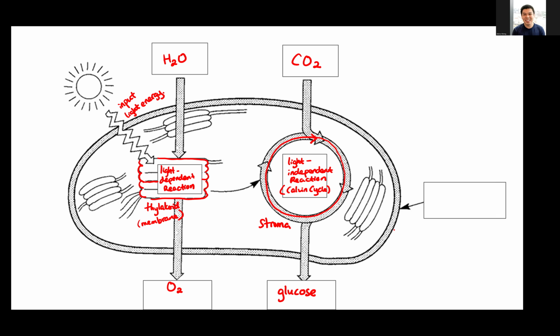Here you can see we have our organelle, the chloroplast. To review, H2O becomes oxygen. This process is an oxidation reaction. And CO2 gets converted into glucose. That is a reduction reaction. Take-home point from this slide: remember which location each reaction occurs in.